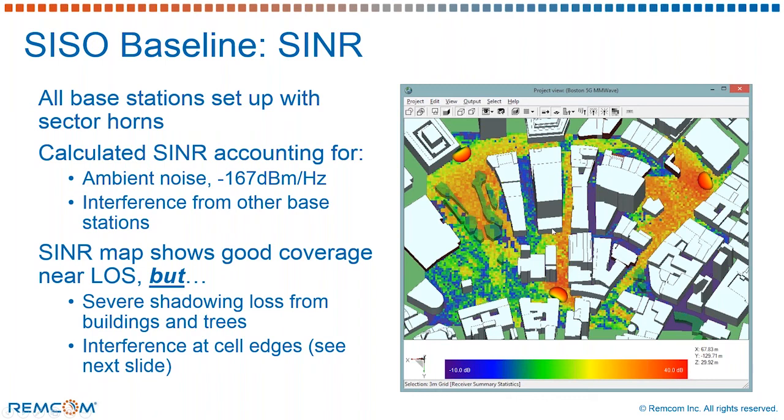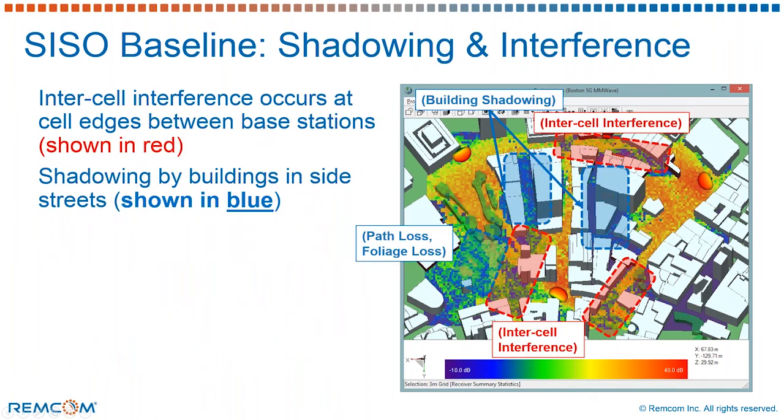The SINR map shows good coverage, particularly near the line of sight of these different base stations. But as we look at the colors going from good coverage in the reds and oranges down to very poor coverage in the blues, we can see that there are definitely some areas in some of the side streets and other non-line of sight areas and along the boundaries where the cells are interfering, where the coverage is not as good. In blue, we have circled some of the areas where there is shadowing from buildings and foliage, and in red we show some of the areas where there's interference between cells.